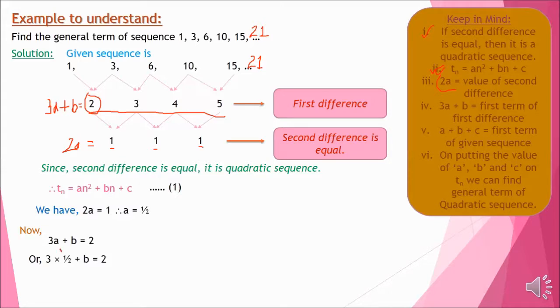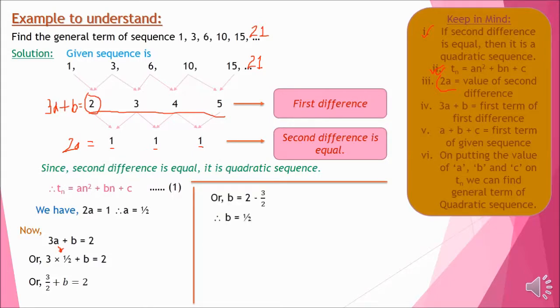We can use the value of a and find the value of b. With 3a plus b equal to 2, you have a calculator, you can easily calculate. b is equal to 2 minus 3/2, which is 1/2. We have completed up to this step. Next step: a plus b plus c is the first term of the given sequence, so a plus b plus c is equal to 1.